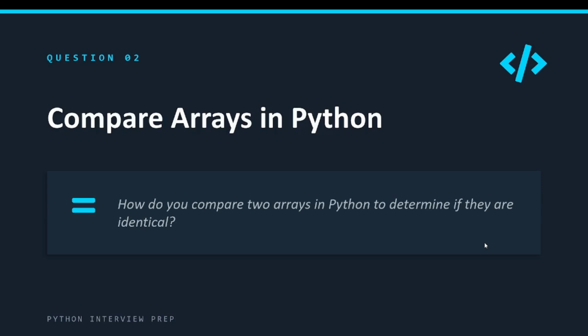Now let's move on to our second question. How do you compare two arrays in Python to determine if they are identical? This is a very commonly asked question in interviews because array comparison is a fundamental operation in data processing, machine learning pipelines, and scientific computing. The answer involves the NumPy library, which is the backbone of numerical computation in Python.